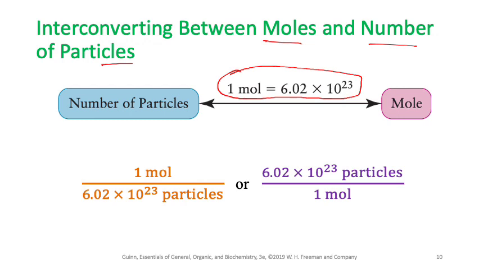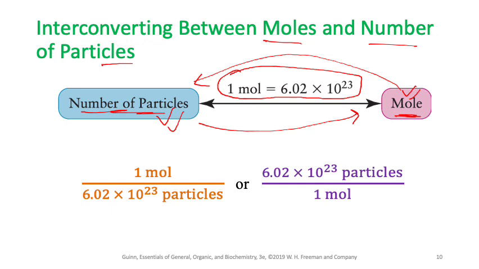If I say 1 mole of anything, we know we have this number of particles, atoms, or molecules. If you see these two boxes, on the right hand side you have the mole, on the left hand side you have the number of particles, and in between you have a two-sided arrow, one going towards the left, one going towards the right. That means you can go both ways. If one thing is given, you can easily calculate the second one.